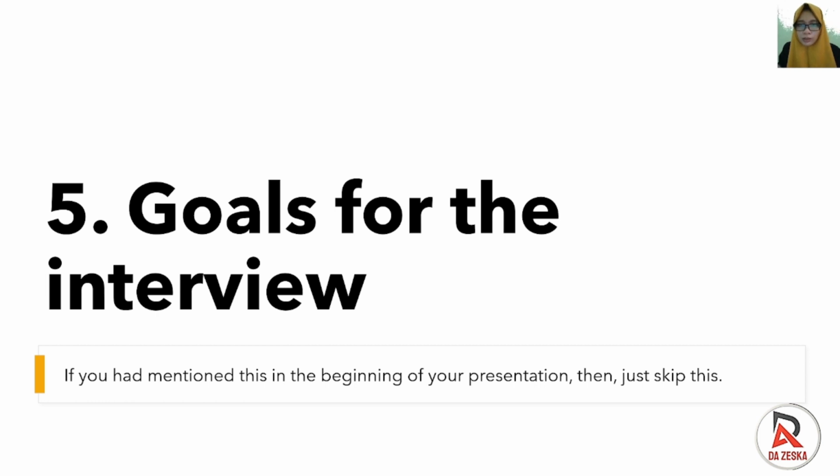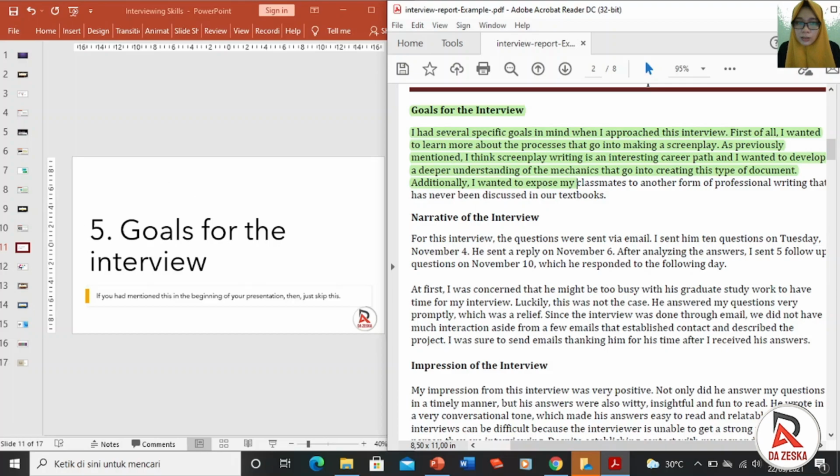Because if you tell the listeners again, actually this is not a problem for repeating the goals, just to remind the listeners or let them be alert about the interview's goals. But if you do not want to have unconcise writing, I mean you repeat the same thing, that's actually your choice, okay? Whether you want to structure your presentation or your writing by having double aim like this, or not, it depends on you. So just follow the notes if you do not want to repeat. If you had mentioned this in the beginning of your presentation, then just skip this.